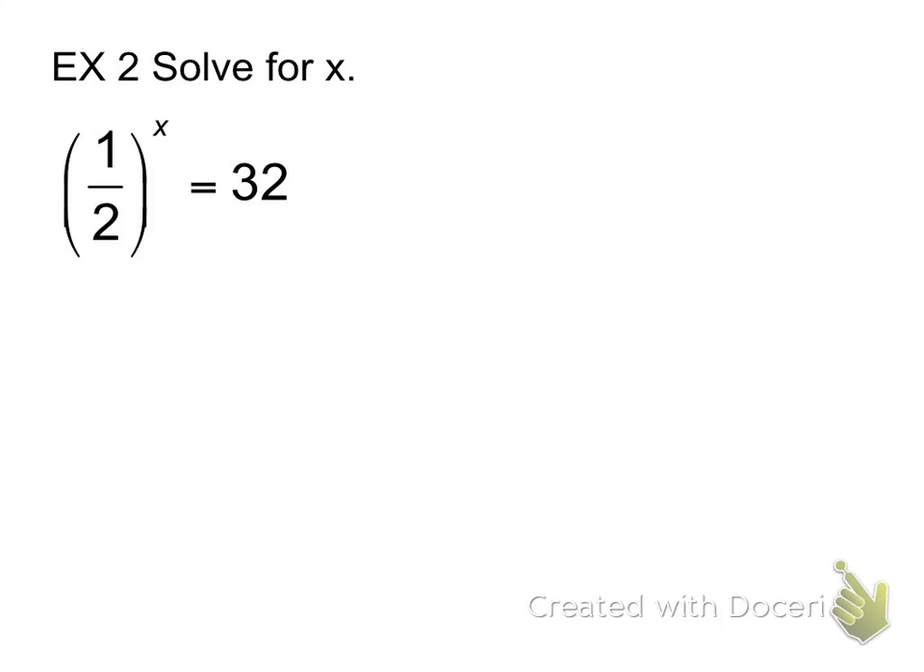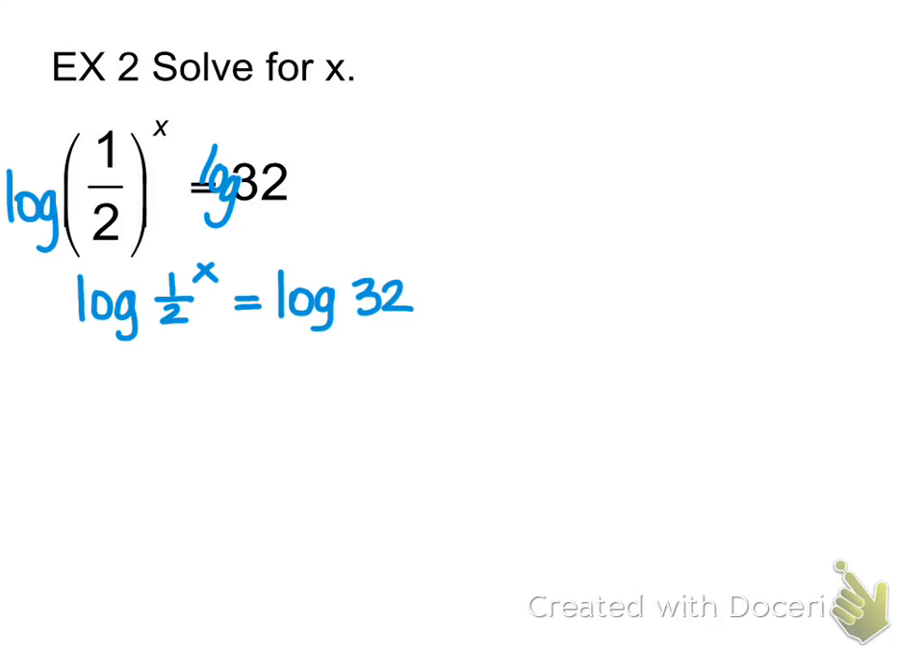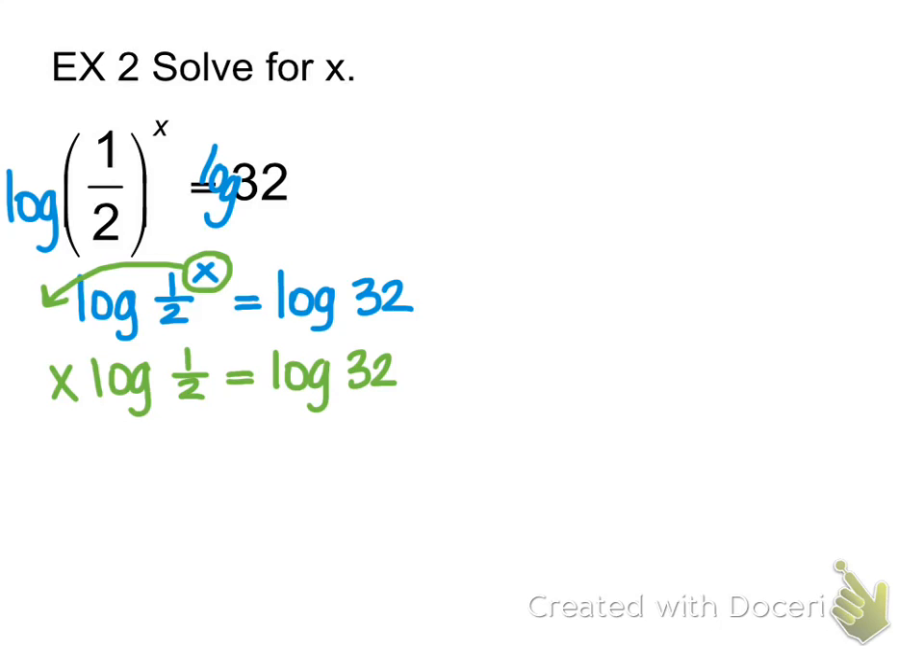When the variable is in the exponent, I have a way to bring the exponent down out of the exponent as it is. So if I take the log of both sides of this equation, then I will be able to bring the x down out front of those logs. So when I take the log of both sides, and you can do that because you're doing the same thing to both sides of the equation, log of 1/2 to the x equals log of 32. Now I can bring my x down out front. So this is going to be x times the log of 1/2 equals the log of 32.